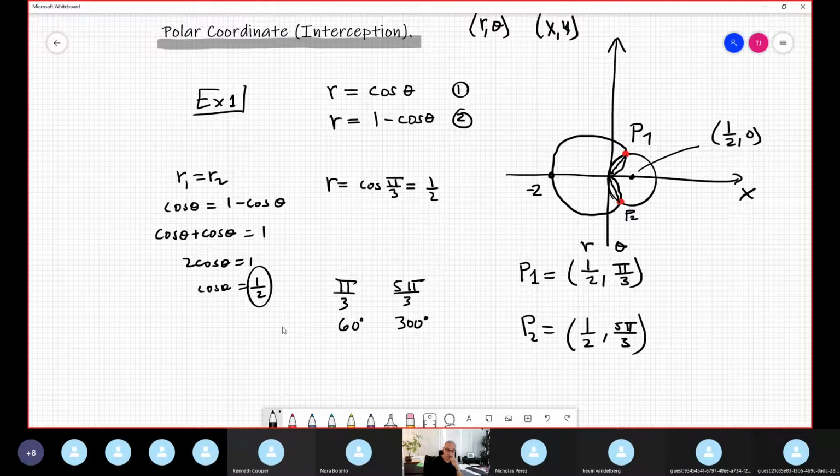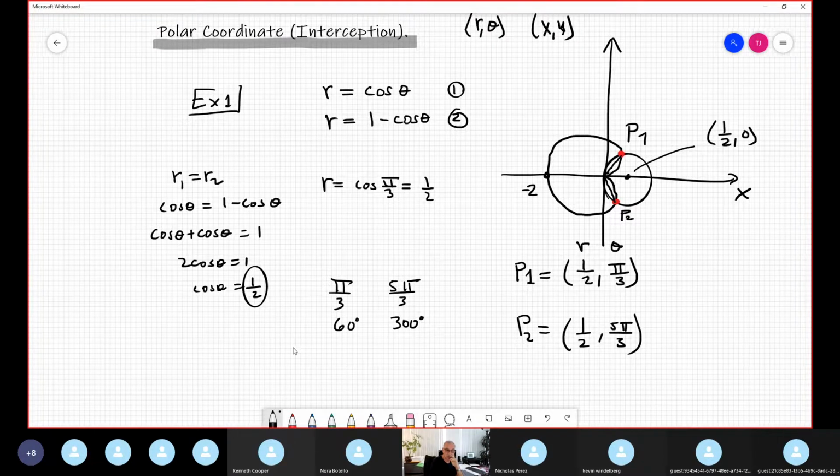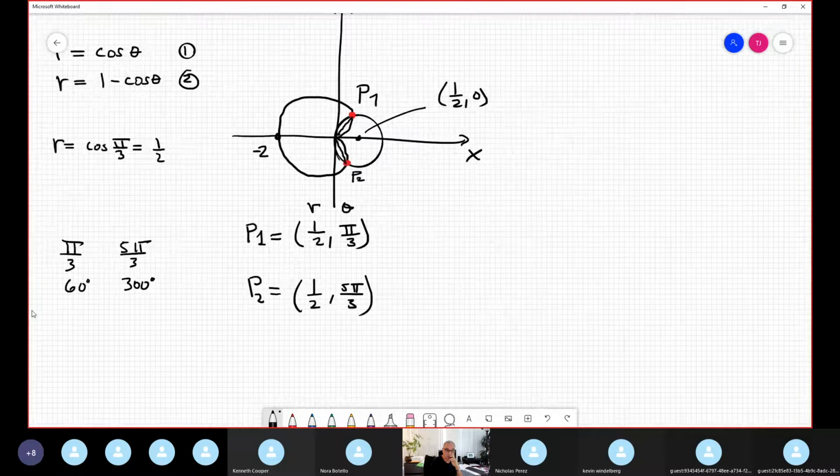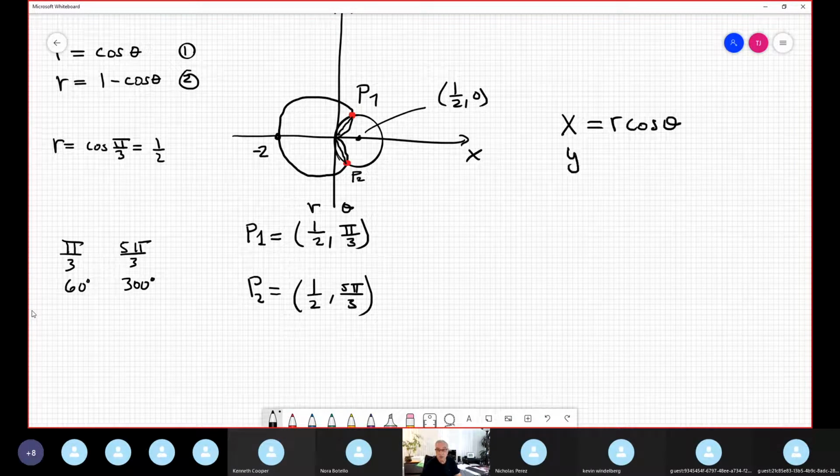But this is in polar. And what about Cartesian? It's important in calculus. You go from polar, but come back to Cartesian because I want to make sure of the point. Entonces, remember the formula for the conversion. x is equal to r cosine theta, and y is equal to r sine theta. It's the formula for the conversion.